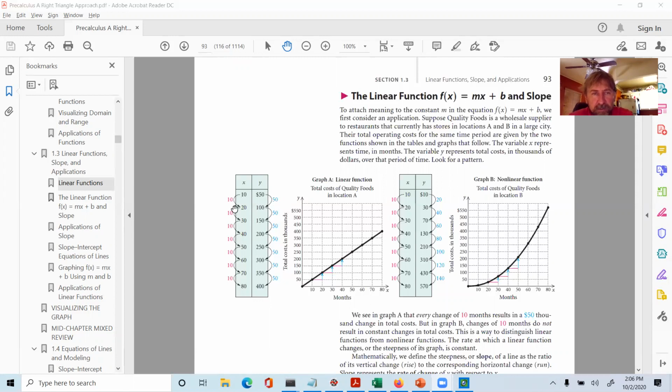The increments are 10 in the x, and your y value is increased by 50 each time. It's a constant rate of change. So please read this section, page 93 here.